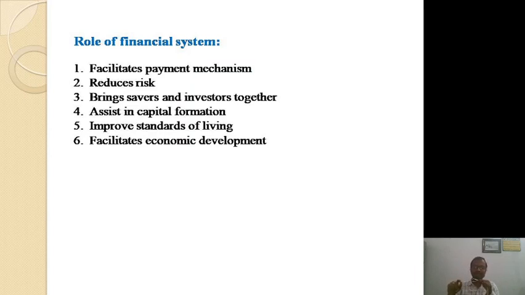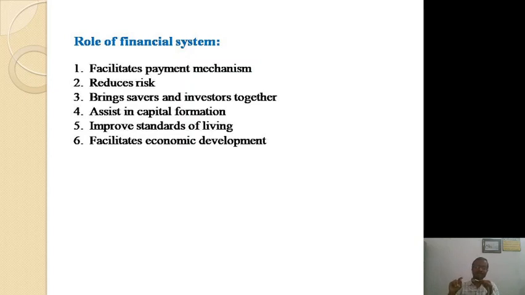The next one is bringing savers and investors together. As we discussed previously, we have two sectors. One is the surplus sector and the second one is the deficit sector. There is a need to bridge the gap between the deficit sector as well as the surplus sector. There should be a flow of funds from the surplus sector to the deficit sector. The deficit sector can use this idle money in a productive activity, like performing their activities or for expansion. Particularly corporates will use this surplus money to do their activities, to expand their activities or to diversify their activities, so that it can convert the idle money into productive money. So here there is a need to bridge the gap between savers as well as investors. This can be done by the financial system.